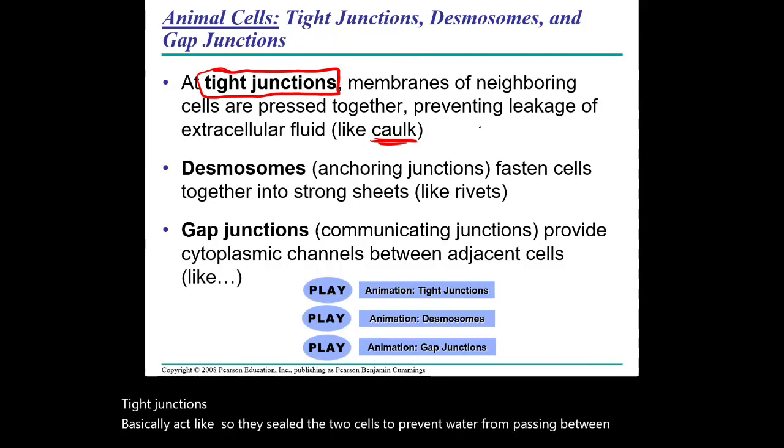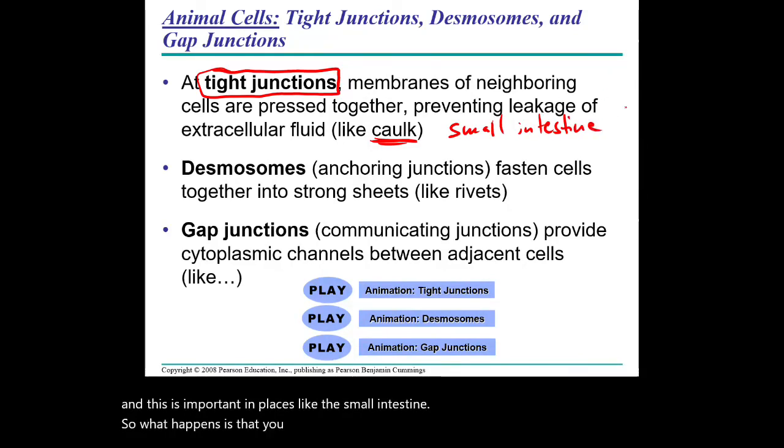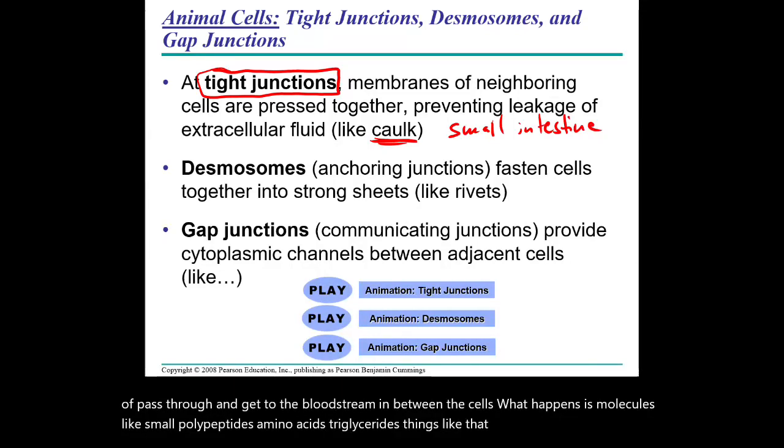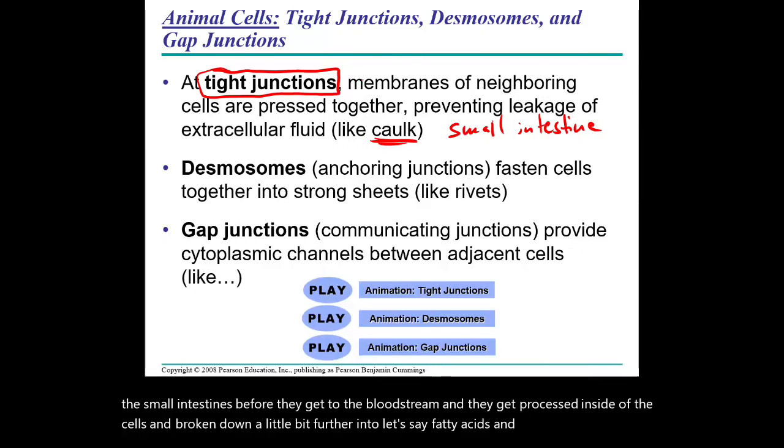And this is important in places like the small intestine. You don't want materials from the inside of the small intestine to pass through and get to the bloodstream in between the cells. What happens is molecules like small polypeptides, amino acids, triglycerides pass through the cells of the small intestines before they get to the bloodstream, and they get processed inside the cells and broken down a little bit further into, let's say, fatty acids and glycerol, stuff like that.